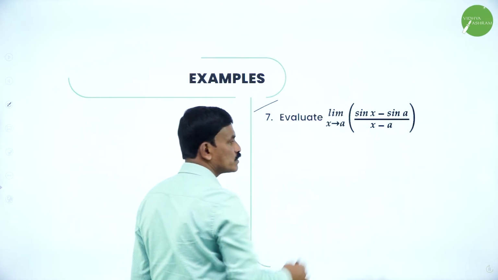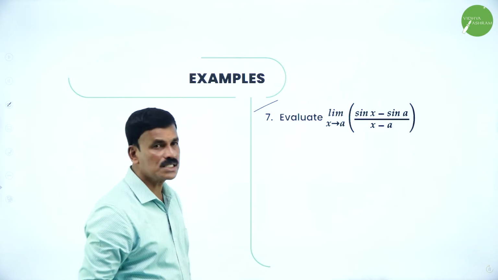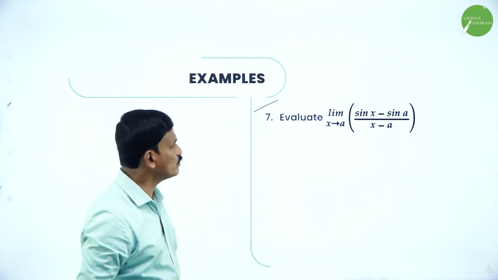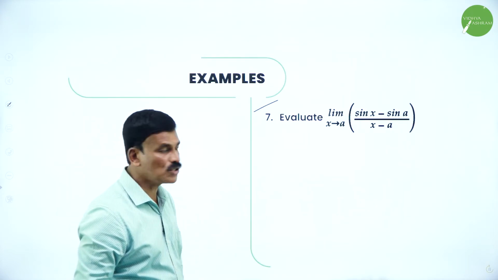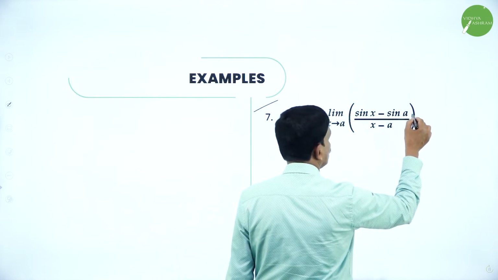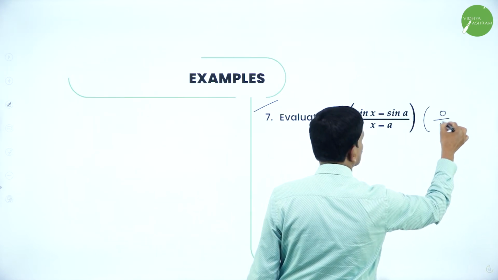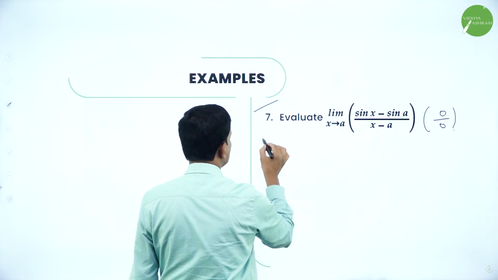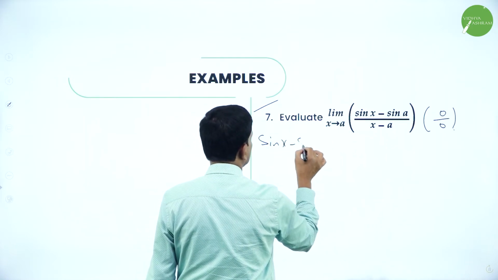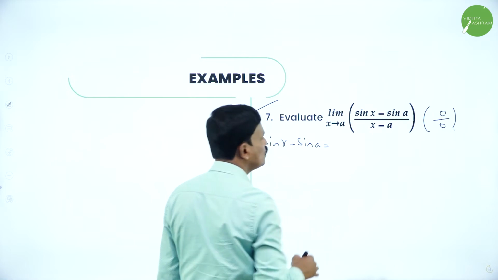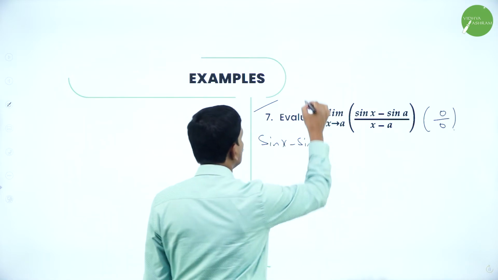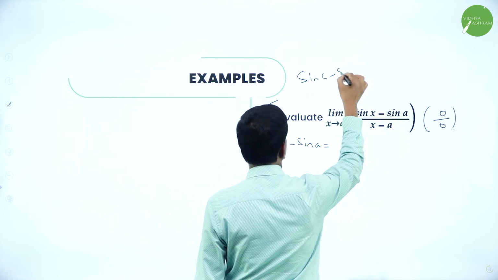Now let us come to the next problem. Evaluate limit x tends to a of (sin x minus sin a) divided by (x minus a). If you put x is equal to a, then sin a minus sin a is 0 by 0, which is an indeterminate form. Now if you observe carefully, the numerator sin x minus sin a is of the form sin c minus sin d. What is the formula for sin c minus sin d?